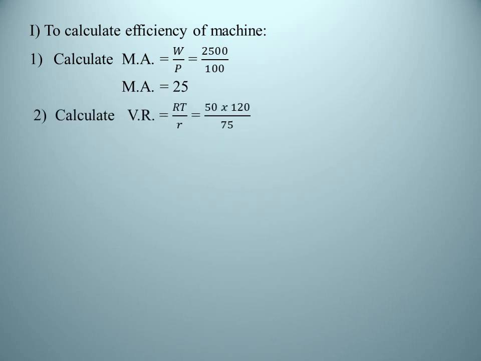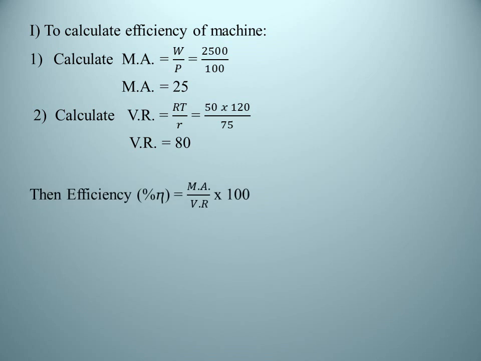Then second, we want to calculate the velocity ratio, and the formula for velocity ratio for this machine is capital R T divided by small r. That is, capital R means the radius of the effort wheel and small r means the radius of the load drum. The values are given, that is 50 into 120 divided by 75. Then by solving we get the value of velocity ratio is 80.